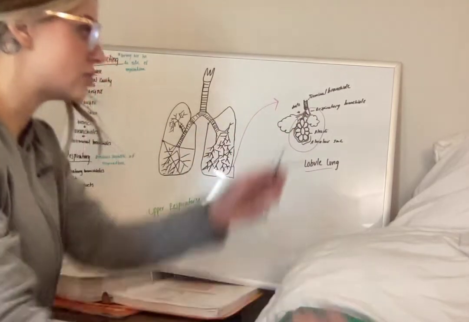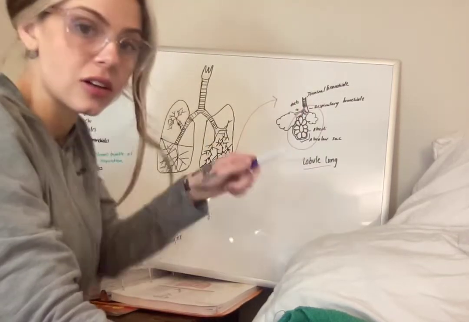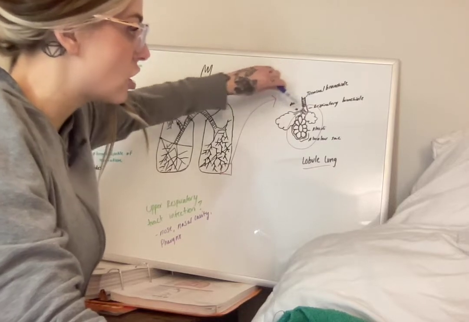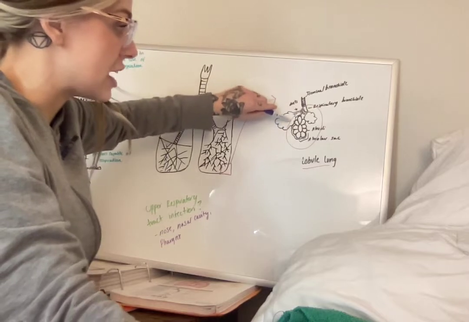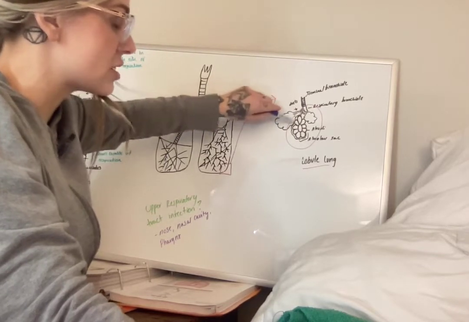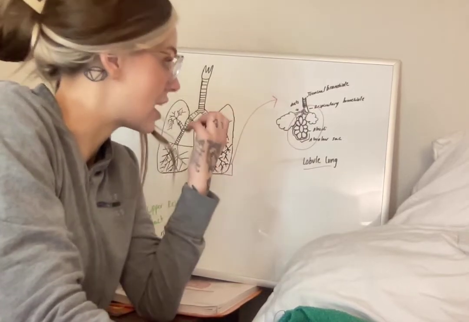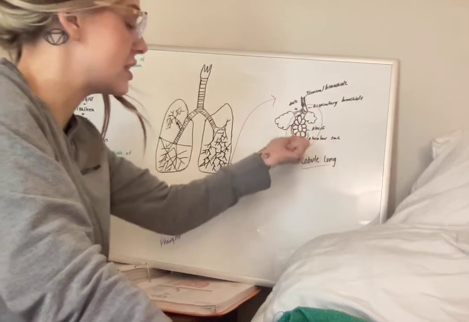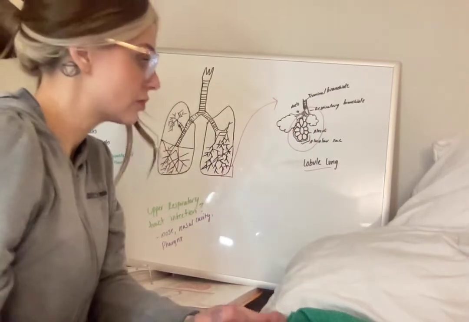Branching off of the respiratory bronchiole, those little branches are our alveolar ducts, which bring the air into the alveolus, these grape-like clusters, these air sacs. So it will come in here, and this is where we will do our respiration.